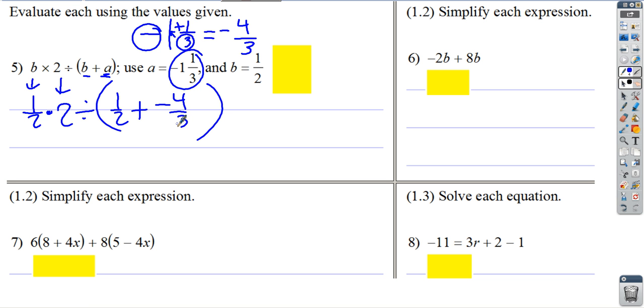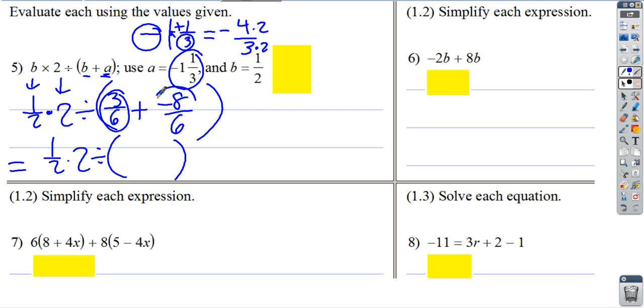PEMDAS says do the parentheses first. In order to add fractions, we need a common denominator, and the common denominator for 2 and 3 is 6. So 1 over 2 is the same thing as 3 over 6, and negative 4 over 3 is the same as negative 8 over 6. To verify, I'm multiplying the top and bottom by 2 for the 4/3, and for the 1 over 2, I was multiplying the top and bottom by 3. Now let's keep going. 1/2 times 2 divided by 3 over 6 plus negative 8 over 6, which is negative 5 over 6.